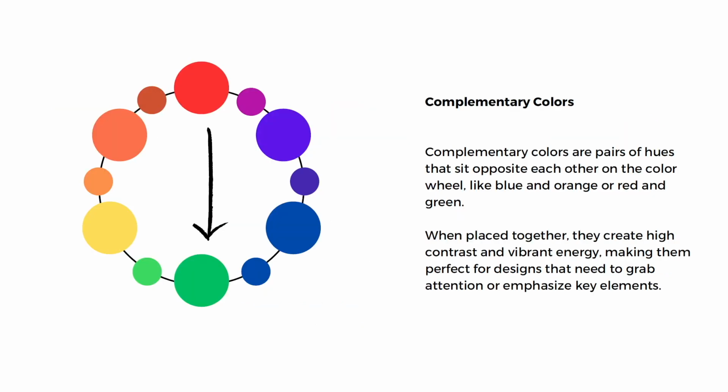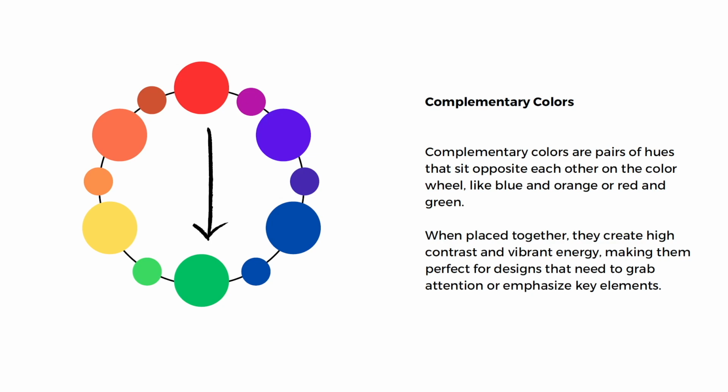Complementary colors are the colors that are across from each other on the color wheel. These are colors like blue and orange, or red and green. When we put these together, they're going to create high contrast, and they're going to be really vibrant. These are the strongest contrasts possible, which can be a good thing and can also not be good. So it depends on what message you're trying to convey.